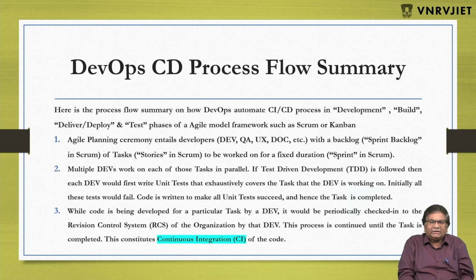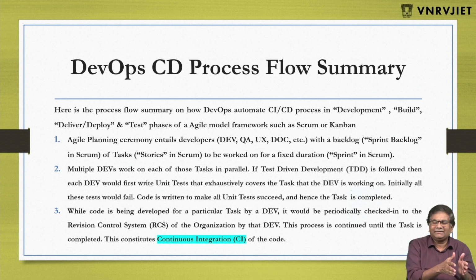So here is the process flow summary of how the DevOps automatic CI/CD process works in the development, build, delivery, deploy, and test phases of an agile model framework such as Scrum or Kanban. Now, the first step is the agile planning. So basically, I have created another presentation series which talks about agile, Scrum, Kanban, where you understand more about these frameworks. But the thing is, in the agile model, there is always something called the planning ceremony.